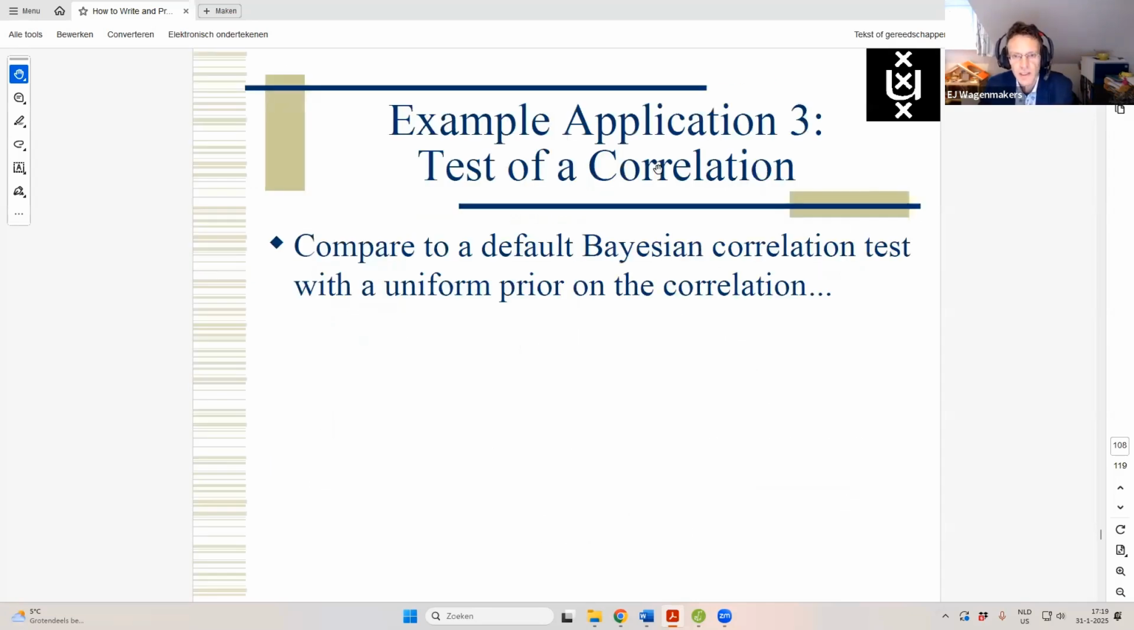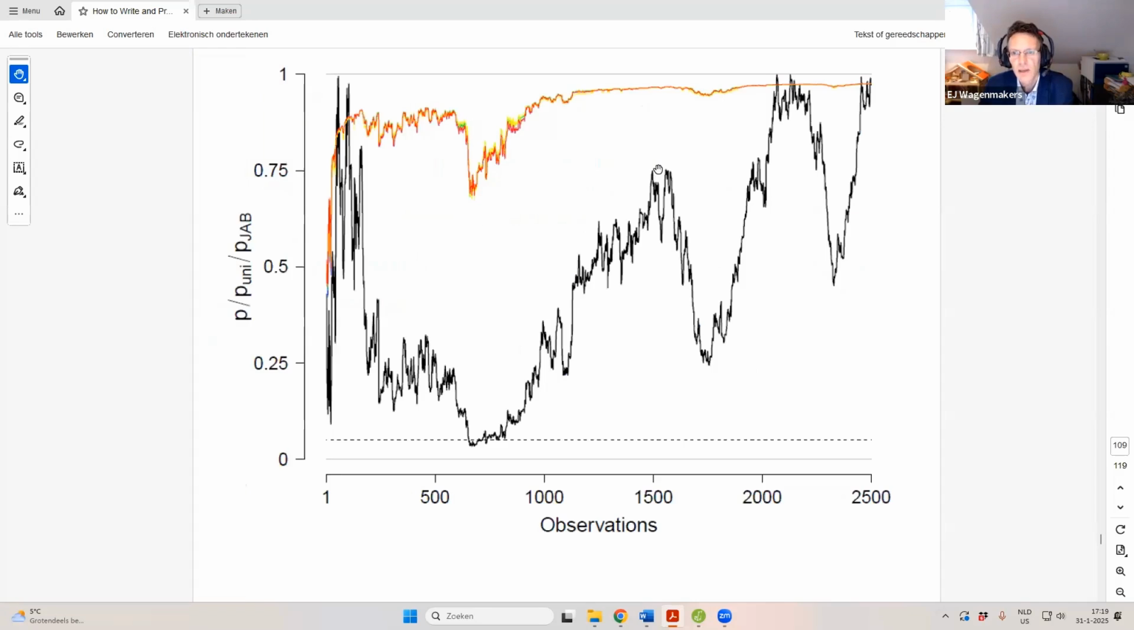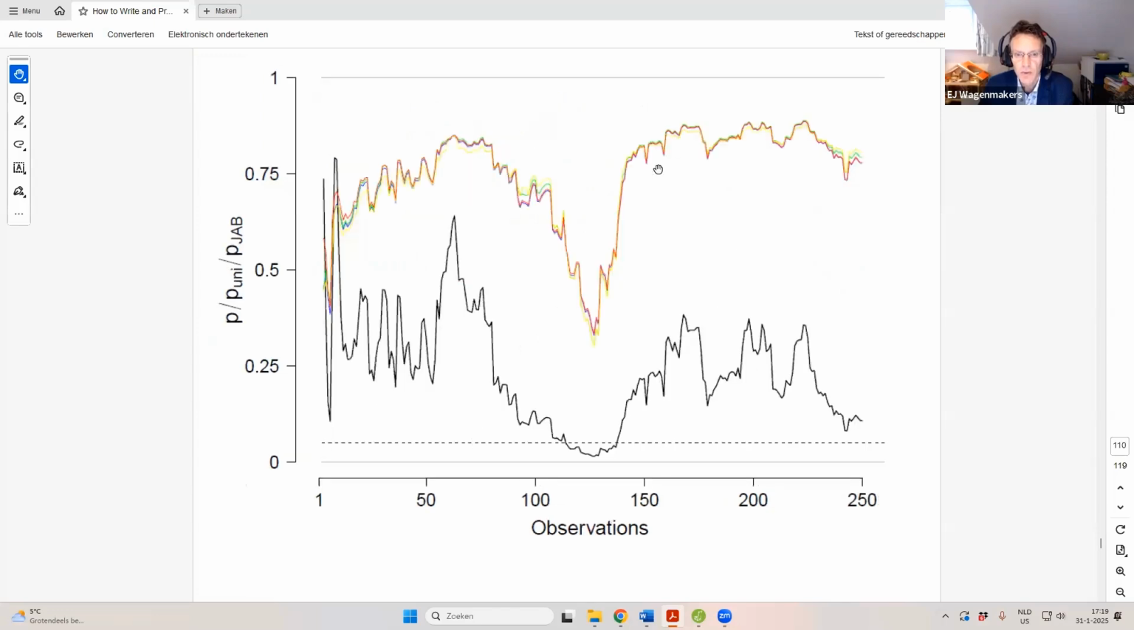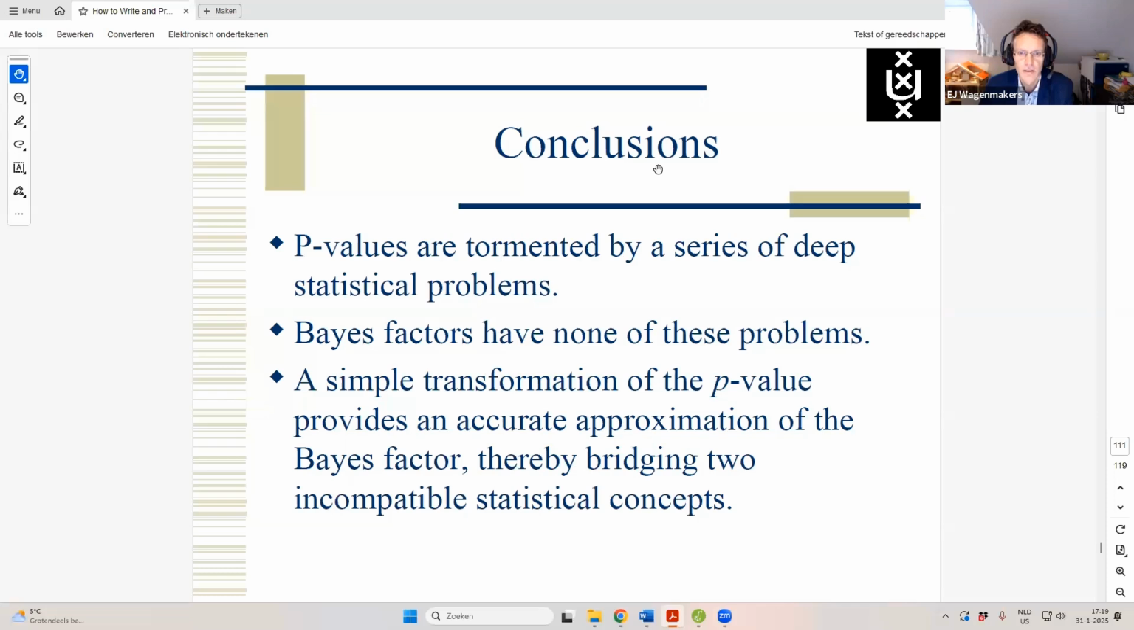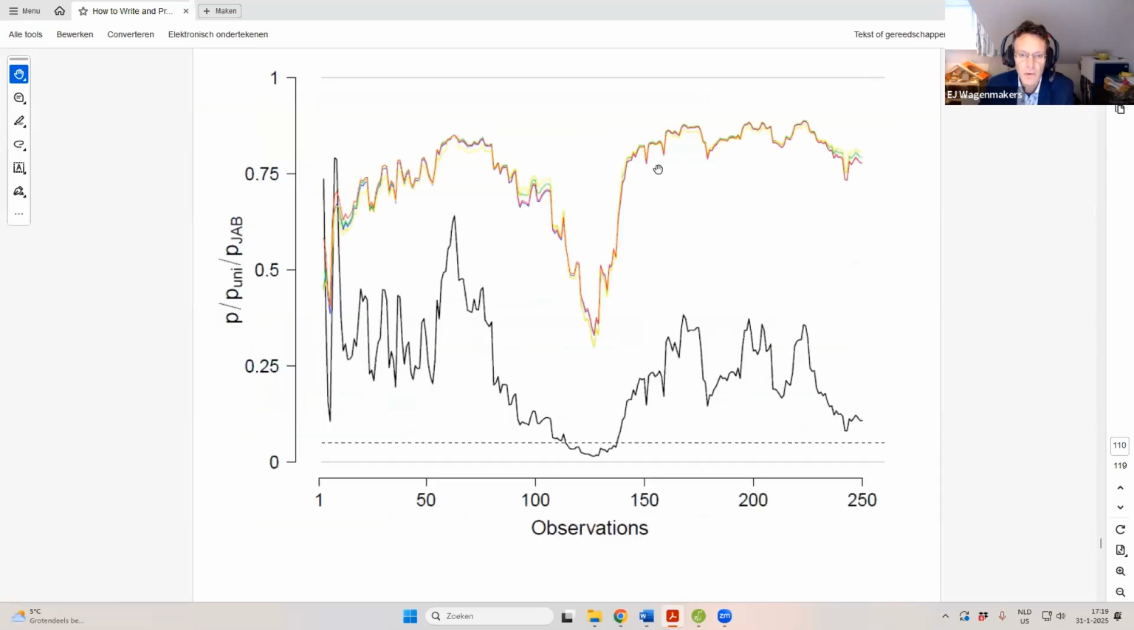And this is for a correlation test. Same thing: the p-value does random things, and the approximation is extremely good. We zoom in again on the first few observations, and we see that it's extremely good even for very few observations. A question about the tuning parameter here. The tuning parameter as in the parameter for the prior distribution, I assume. That's my assumption too. Feel free to clarify in the chat.